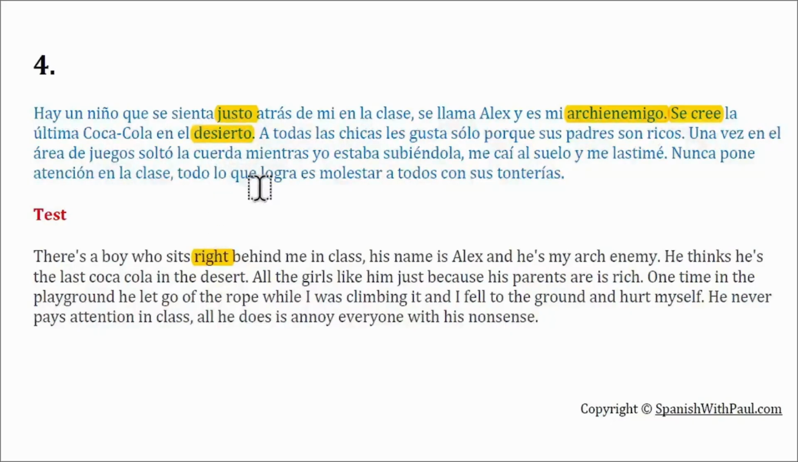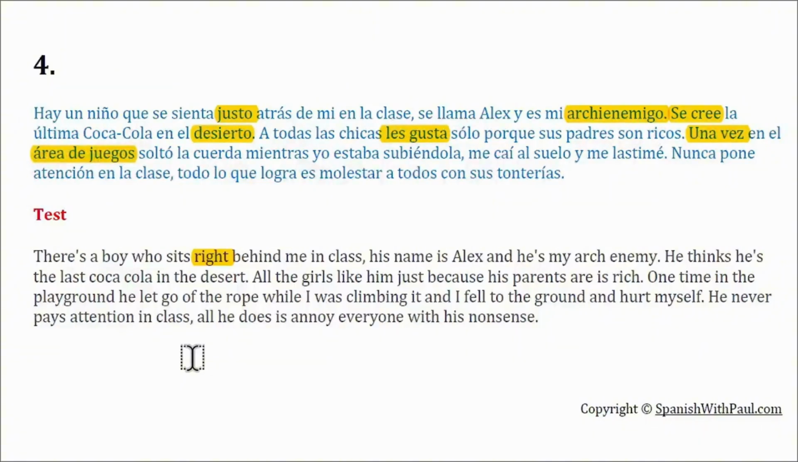Next we have a todas las chicas, to all the girls. To them he is pleasing. So to them is les and he is pleasing gusta. A todas las chicas les gusta. Solo porque sus padres son ricos, his parents are rich. Una vez en el área de juegos. So once is una vez, one time. And then we have in the playground would be área de juegos.